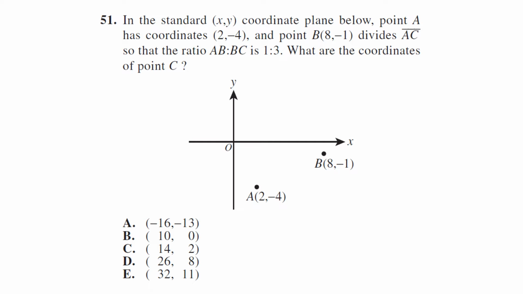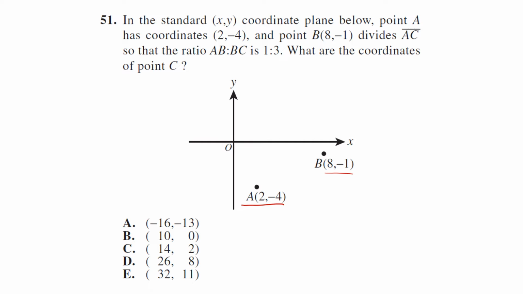In the standard xy coordinate plane below, point A has coordinates (2, -4). So that's just saying what we see is true, and B is (-8, 1). B divides AC so that the ratio of AB to BC is 1 to 3. What are the coordinates of C?